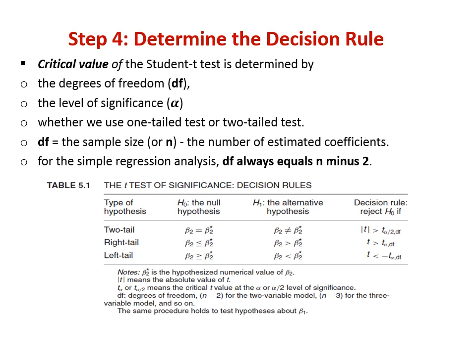In the current case, the degrees of freedom is computed as the difference between the sample size and the number of estimated coefficients. Since we study simple regression analysis, the degrees of freedom always equals n-2, or the number of observations minus 2. Table 5.1 summarizes the decision rule for the t-test of significance.